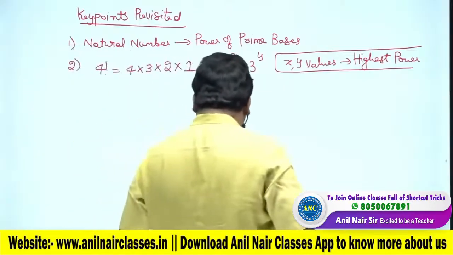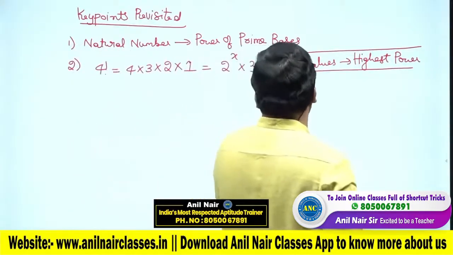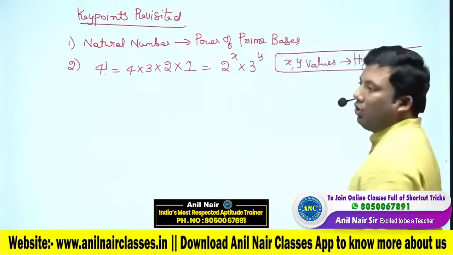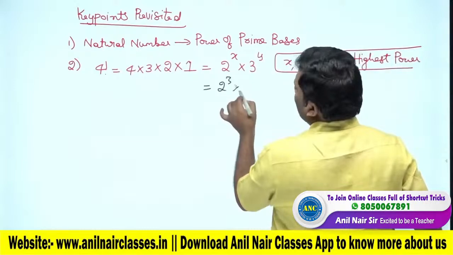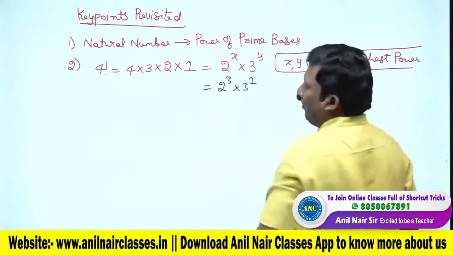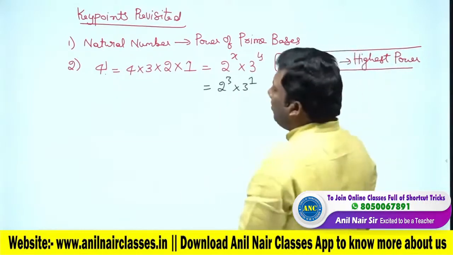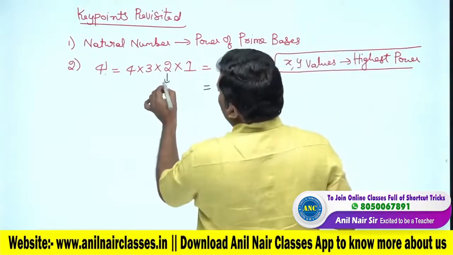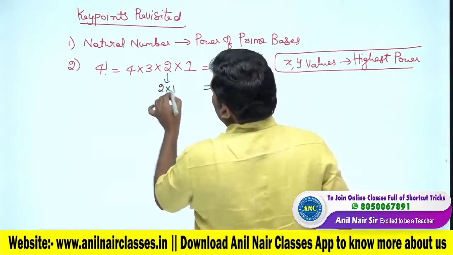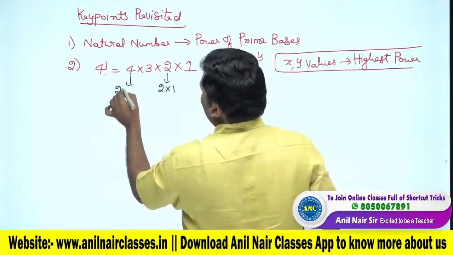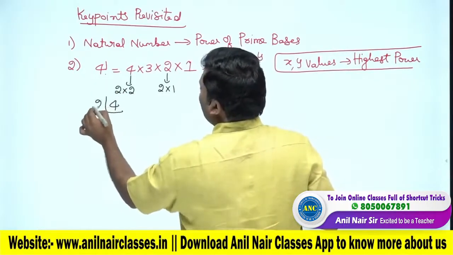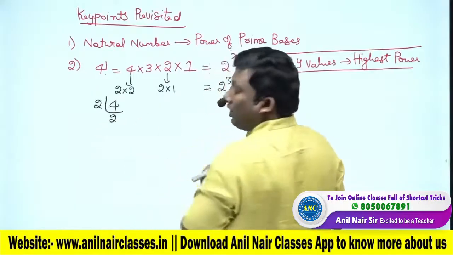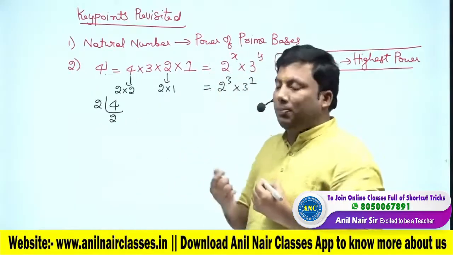4 factorial is 4 into 3 into 2 into 1, which is 2 cube into 3 into 1. 24 can be written as 2 cube into 3 power 1. Why did we get 2 cube? Now if you see, there are 2 multiples of 2. 2 1s are 2 and 2 2s are 4. Dividing 4 by 2, 2 2s are 4. That means there are 2 multiples of 2.